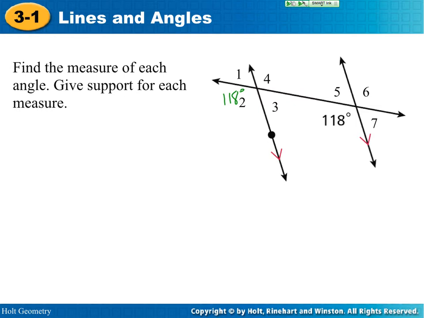Sam, haven't heard from you. Which angles? I was going to say 2 is already 118. Angle 3 is, did you say 62? Why? He could probably give me one of 2 reasons.